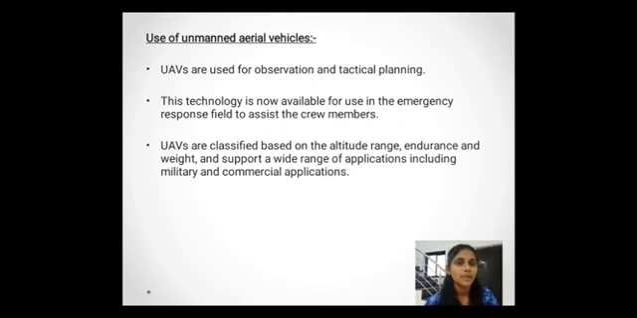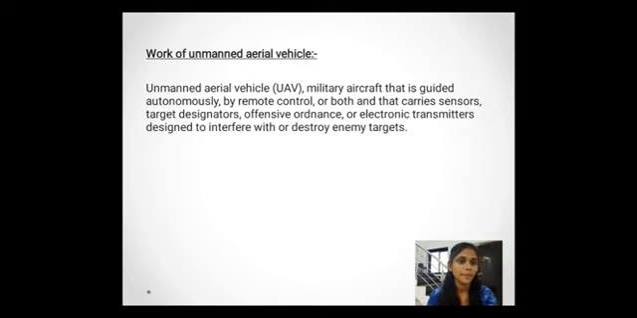The use of unmanned aerial vehicles, or the use of drones. Unmanned aerial vehicles are used for observation and tactical planning. This technology is now available for use in emergency response fields to assist crew members. Next, unmanned aerial vehicles are classified based on altitude, range, endurance, and weight, and support a wide range of applications including military and commercial applications.